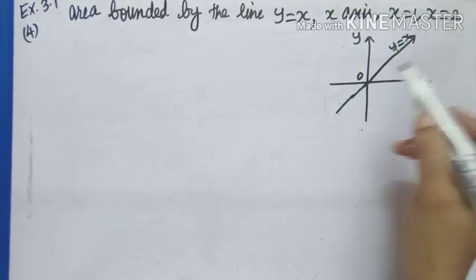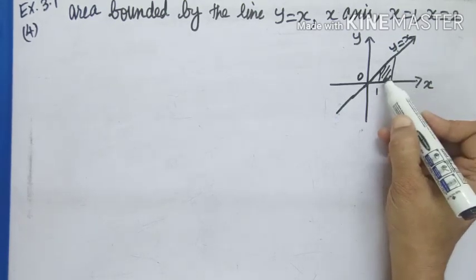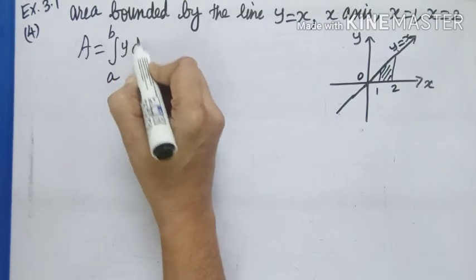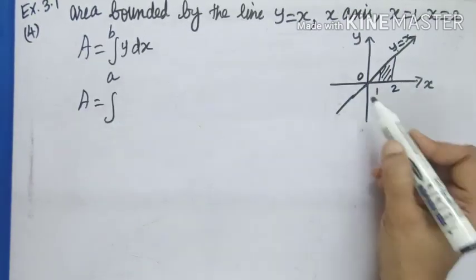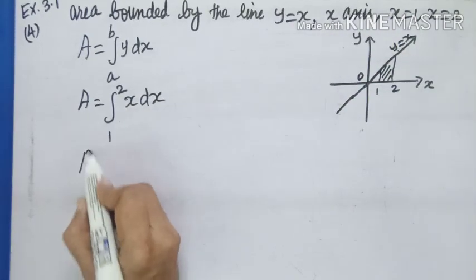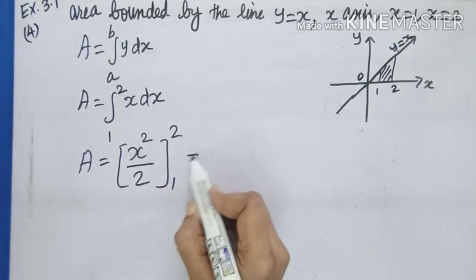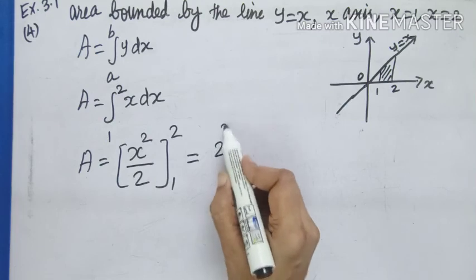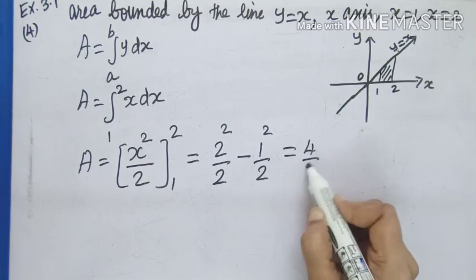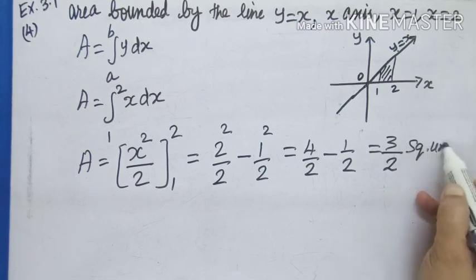And the values that we need is x is equal to 1, x is equal to 2. And the portion is definitely above the x-axis. So the area is integral a to b y dx. Here a and b are 1 and 2. Y is nothing but x dx. If I integrate, x is nothing but x square by 2, between the limits 1 and 2. Put upper limit 2 square by 2. Lower limit 1 square by 2. It is 4 by 2 minus 1 by 2, which is nothing but 3 by 2 square units.